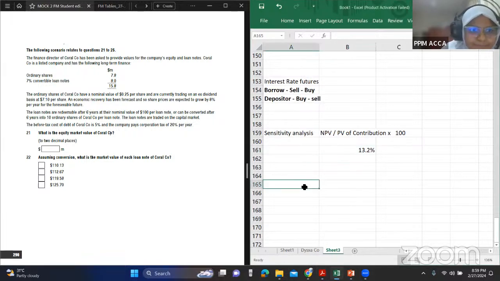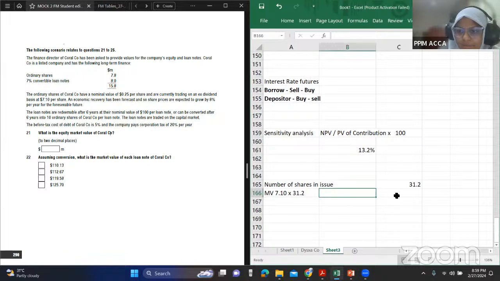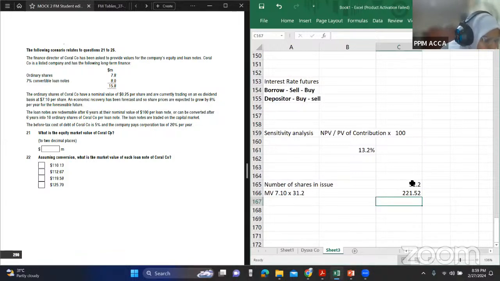So let's quickly do that. The number of shares in issue: we are talking about 7.8, that's the total book value, divided by 0.25. That is 31.2, so 31.2 million shares in issue. If we want to know the market value, then that is simply 7.10 into 31.2. So the market value is 221.52.